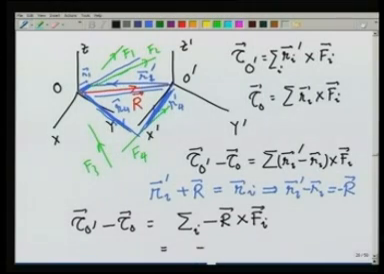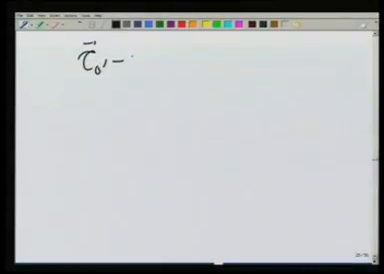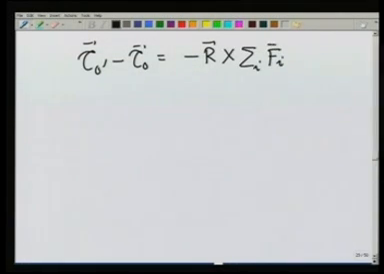R being the same vector, I can write this as minus R cross summation I F I. That is the difference between the torques taken about point O prime and point O. So, let us write this again, tau O prime minus tau O is equal to minus R cross summation I F I. R is a vector from O to O prime.